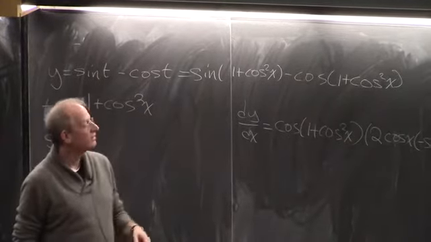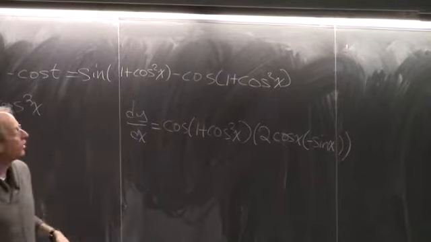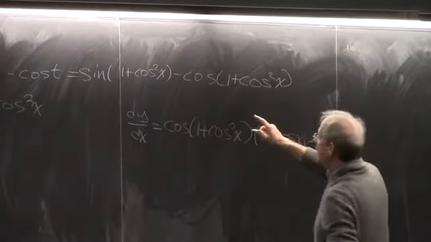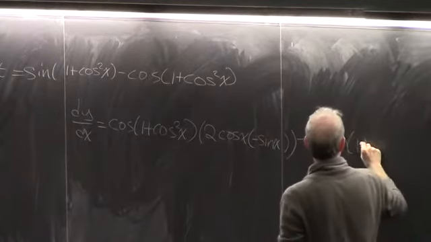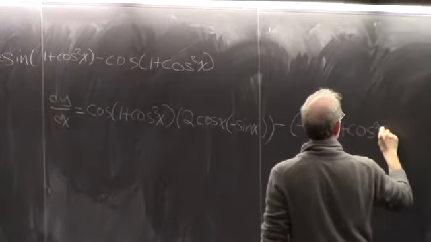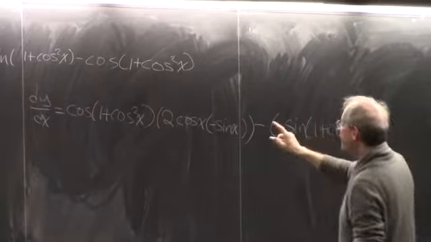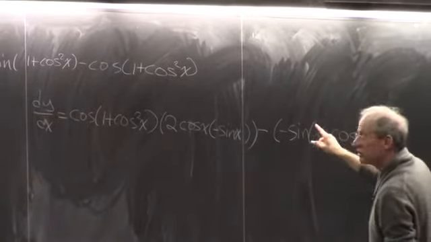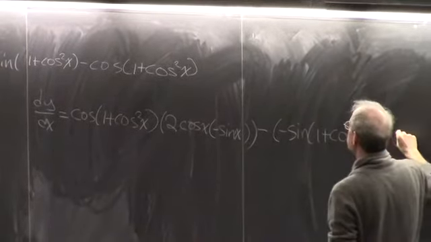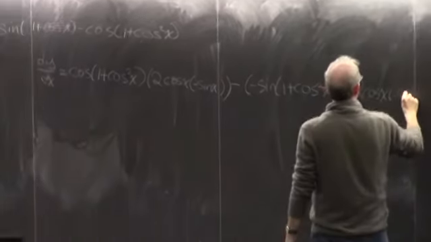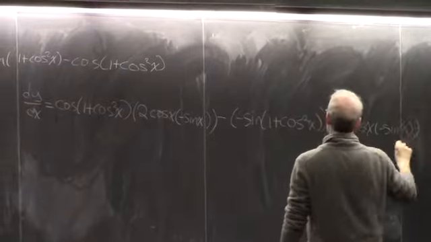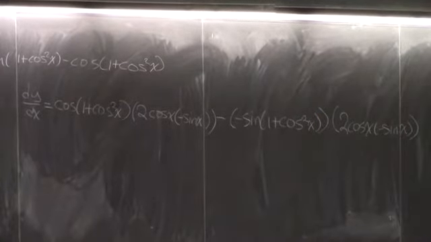Okay? Now I have to do the derivative of the cosine part, which is minus negative sine of 1 plus cosine squared x. And again, times the derivative of 1 plus cosine squared x, which is 2 cosine x times negative sine x. And you can clean that up a lot.